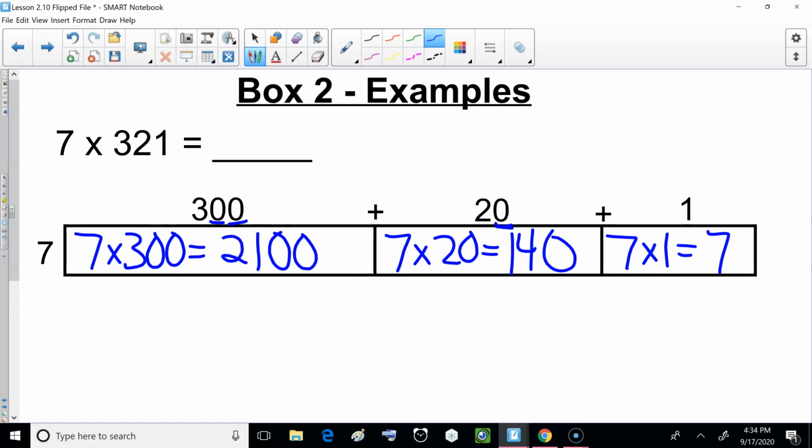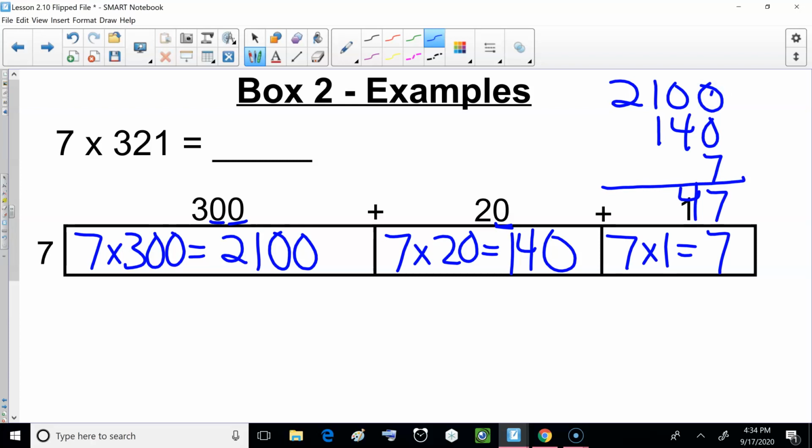So now we have all these numbers. Now it's important when we line them all up, we put all the correct place values together. So I start with the biggest number, and then 140. And then I have a 7 in my ones. And now I'm going to add them up. So I have 7, 4, 2, 2. So to multiply, what is 7 times 321? I have 2,247. So you can pause the video right now, write down this area model to help you with a 1-digit by 3-digit multiplication problem.